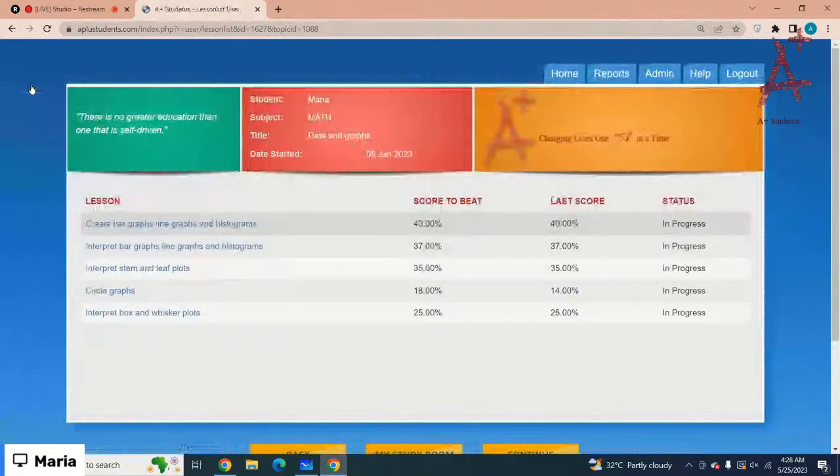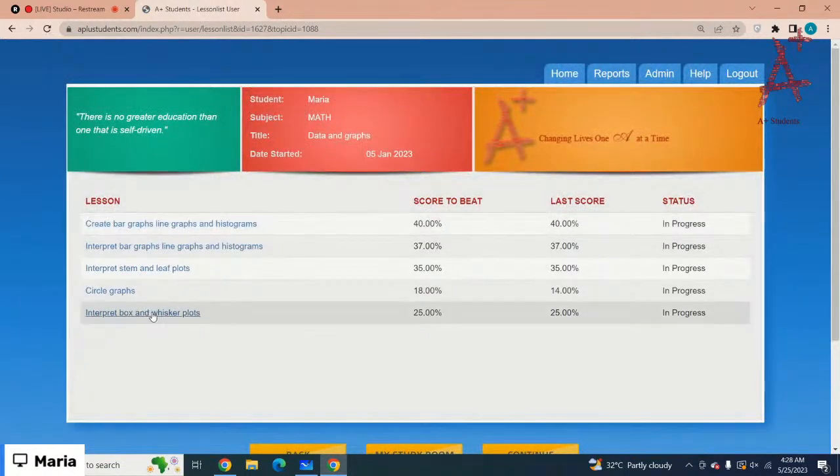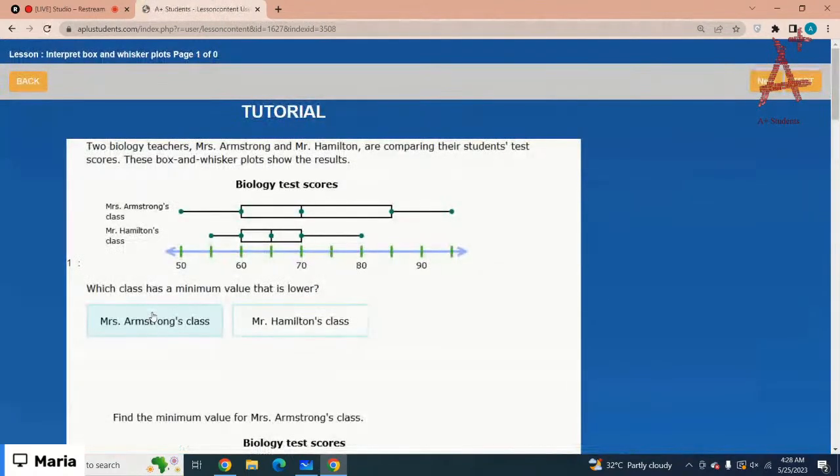Okay, and the next lesson is interpret box and whisker plots. So let's just start with the lesson. Two biology teachers, Mrs. Armstrong and Mrs. Hamilton, are comparing their students' test scores. These box and whisker plots show the result.